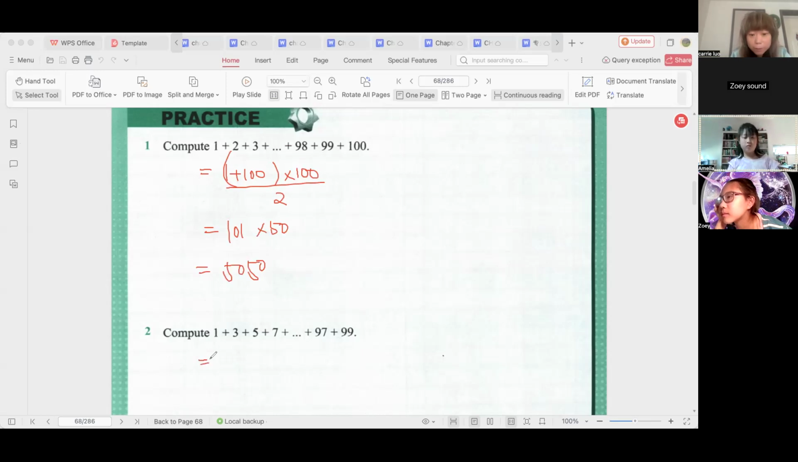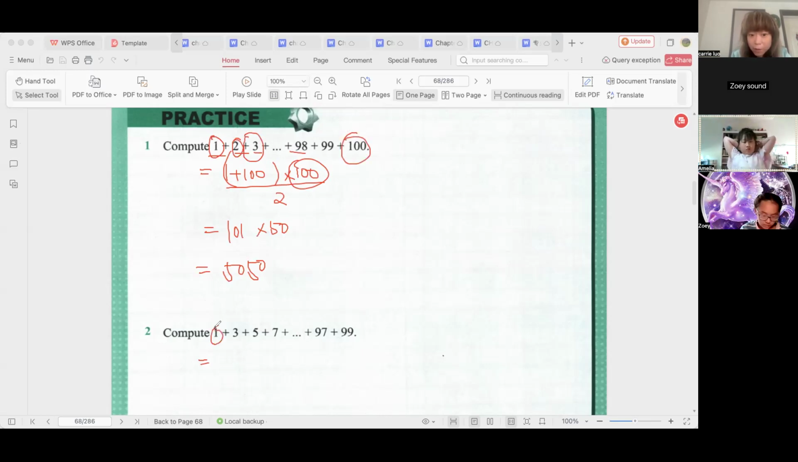Okay, next one. This question is a little bit different. Why can we directly times 100? Because 1, 2, 3, 4, they're just the number itself. 1 is the first one, 2 is the second one, 3 is the third one. So that's why 100 is the 100th one, right?